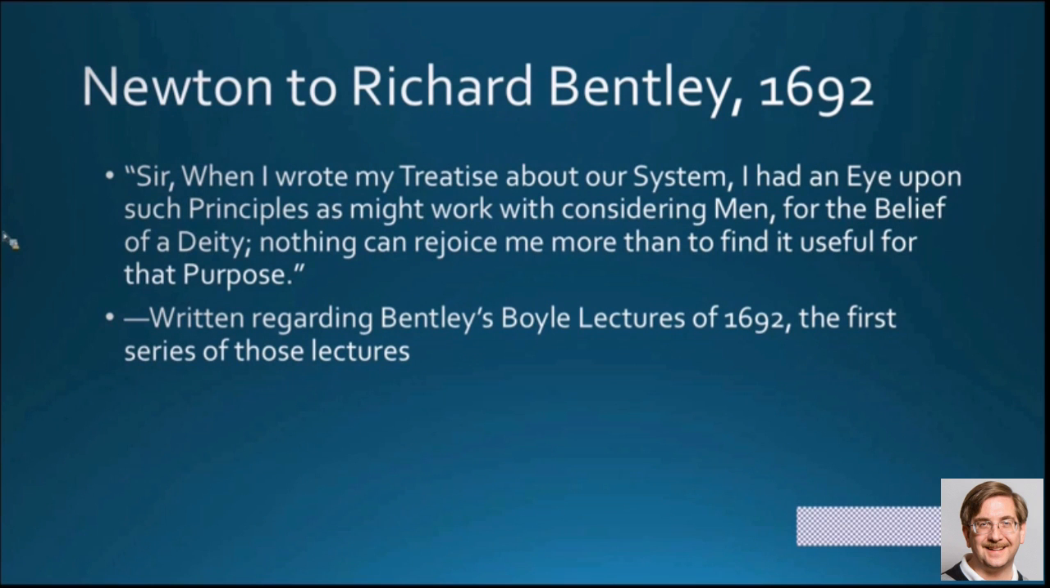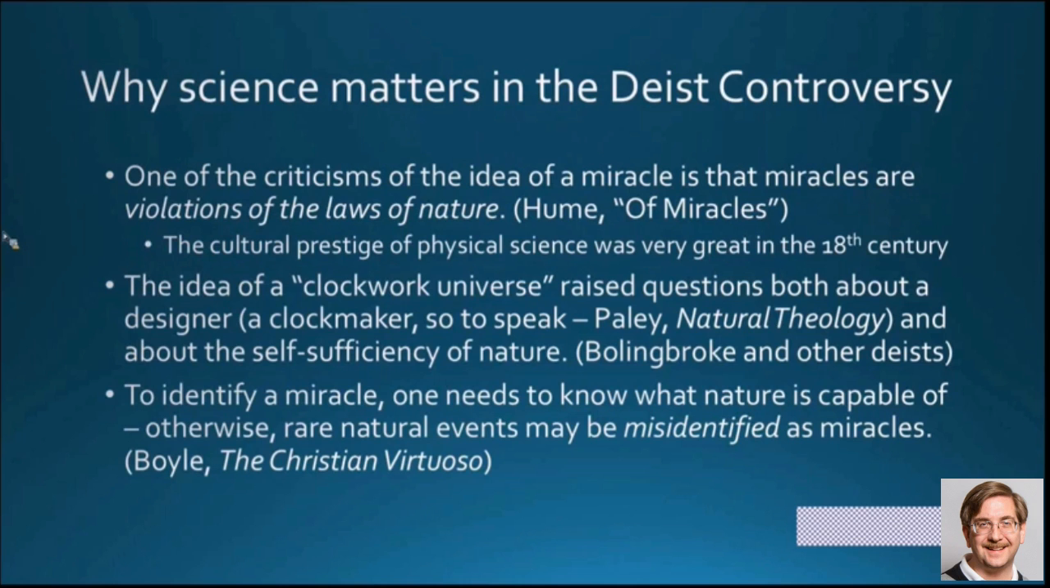There are many interesting and funny stories I could tell about Isaac Newton, but I will bypass them in the name of getting on. So just briefly, why does science matter in the deist controversy? One of the criticisms of the idea of a miracle is that miracles are violations of the laws of nature. We'll see this coming up in Hume. Because the cultural prestige of science was very great in the early 18th century, and of Newton in particular, we need to watch the way that people handle references to the laws of nature. Both sides will claim that they are being faithful to the idea of laws of nature, but they will mean different things by that. So watch for that. Keep your eye open for that.